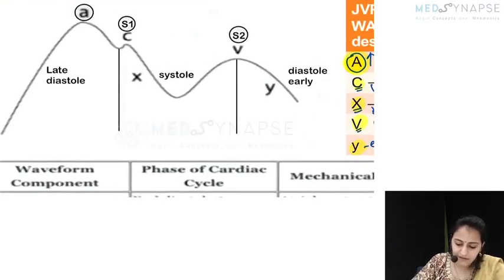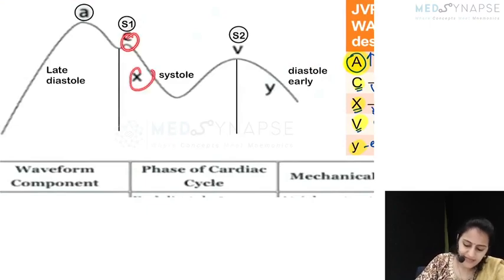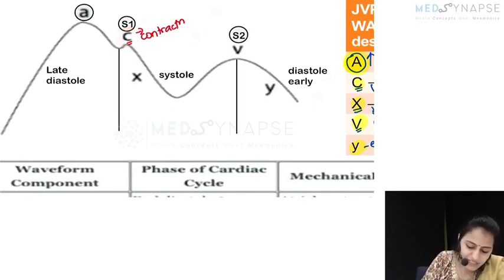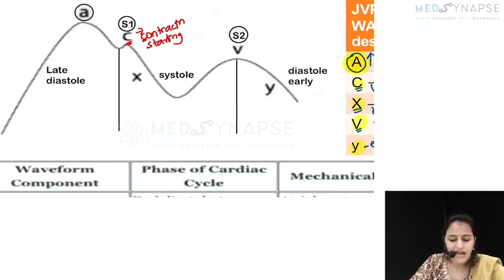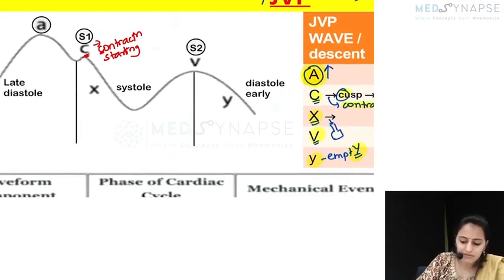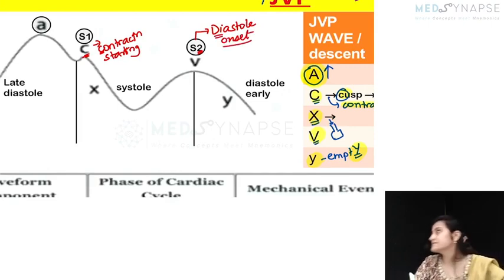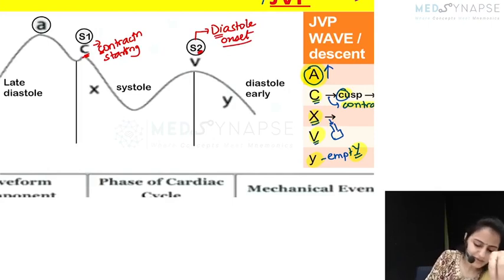If you look at this JVP waveform, C X B is your systole. Where is the systole starting? C. Remember, systole starting means the contraction starting. So systole starts with the C. What heart sound is it when the systole is starting? S1 or S2? S1. Remember the trick that S2 is die. So S2 indicates the diastole onset, and S1 indicates the systole onset.